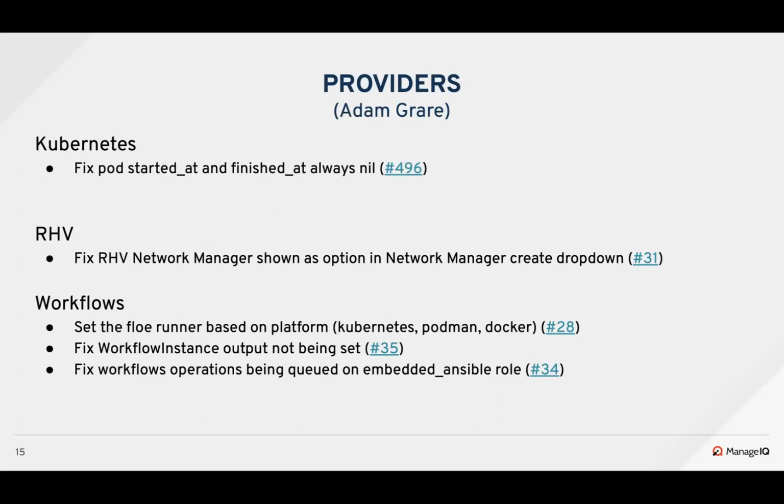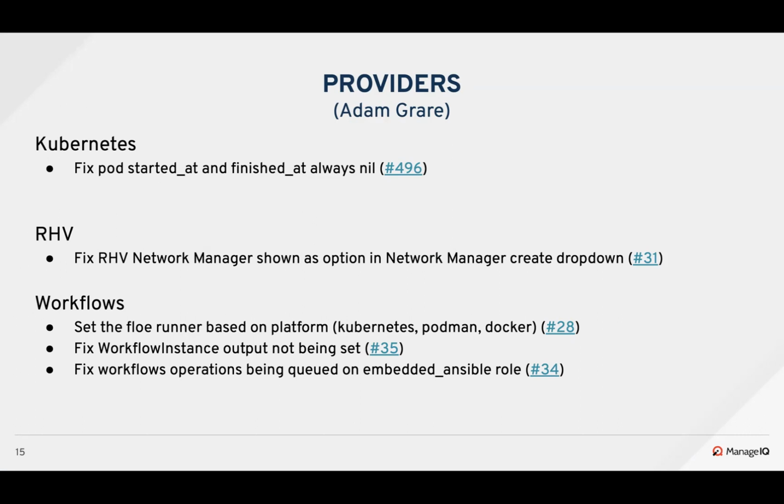This sprint in the Kubernetes repo, we fixed a bug where the pods' started at and finished at times were always nil. This is the result of checking for symbol keys in the hash when they were coming in as string keys. So we got that fixed up, as well as adding specs to cover that case. For RHV, we fixed a bug where the RHV network manager was shown as an option when you're going to create a standalone network manager. This is due to a spurious supports create in the network manager, a simple one-line deletion to get that fixed up.